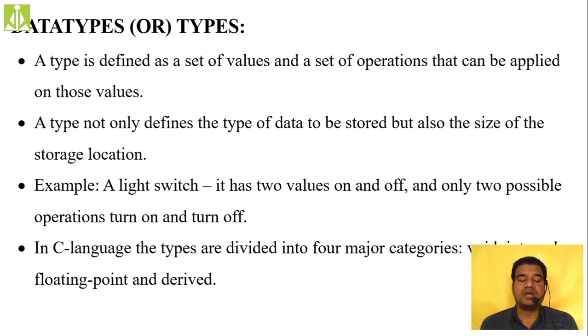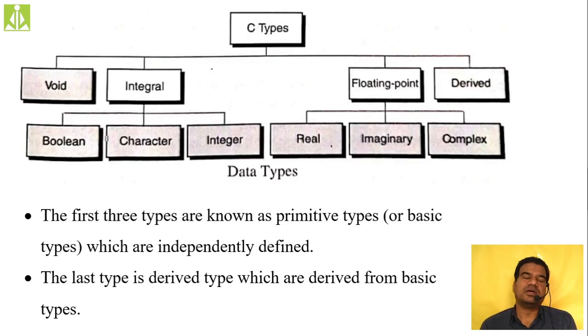Okay, so in C, the types are divided into four broad categories, four major categories. The first one, void type. Then we have integral, floating point, and derived type. The diagram over here shows the representation. So C types are broadly categorized into four: void, integral, floating point, and finally the derived type. Whatever data type discussion we are doing here will be mainly on the first three types.